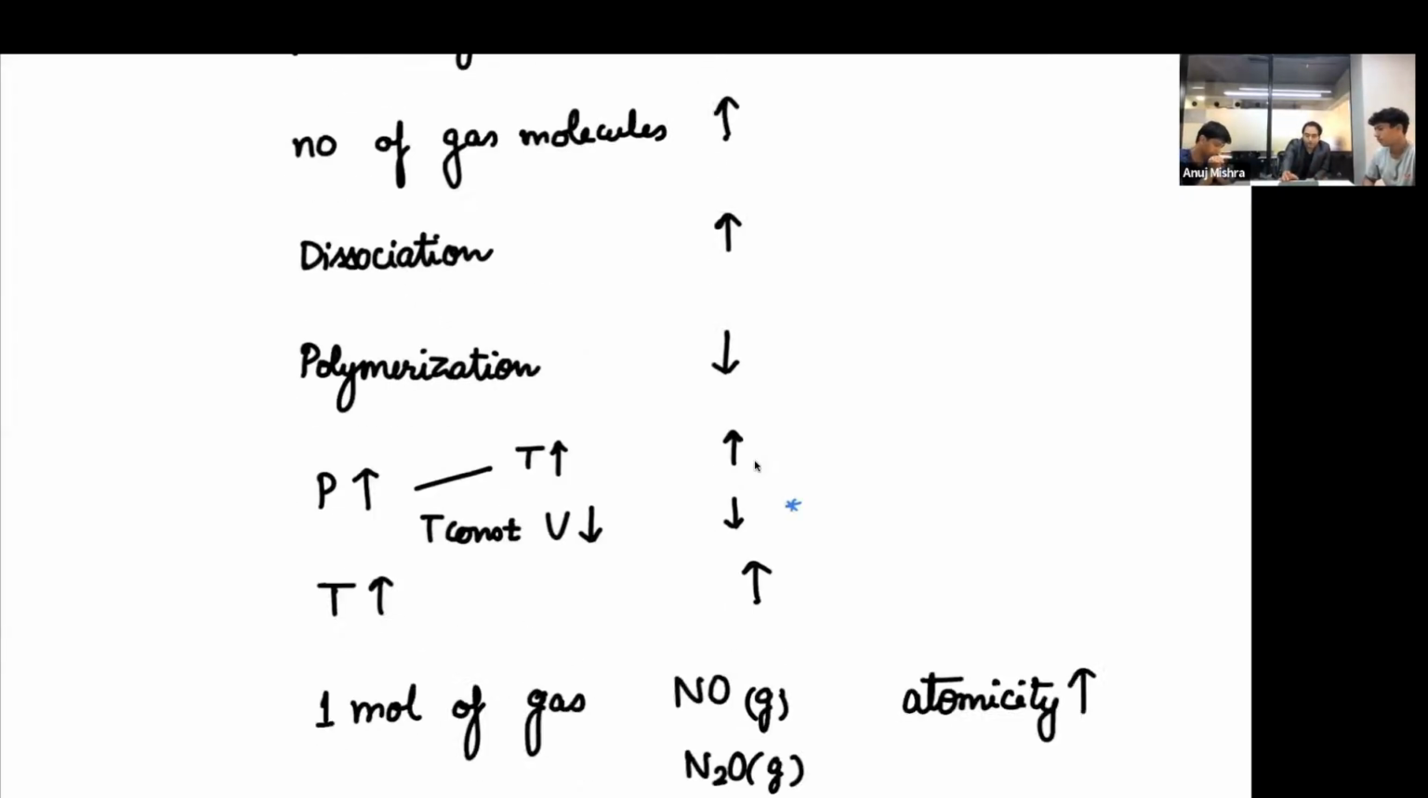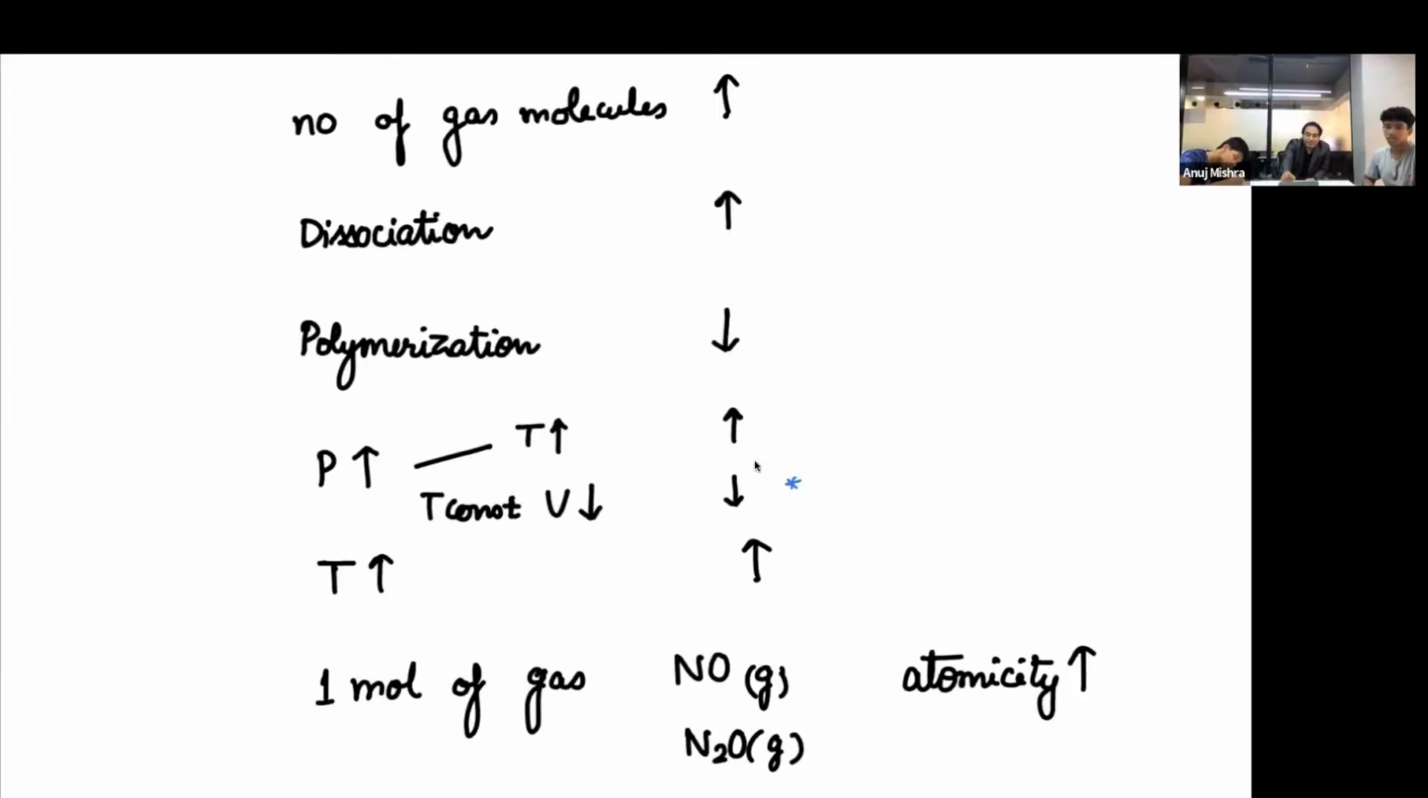Pressure increase, temperature increase. Pressure increase, temperature constant, volume reduce, entropy will be lesser. Temperature increase, entropy will increase.